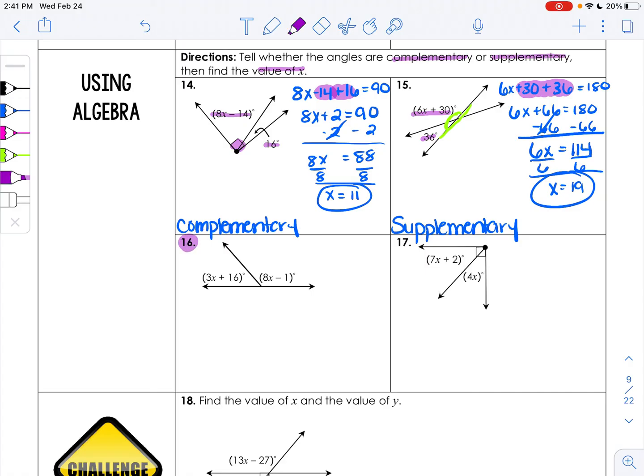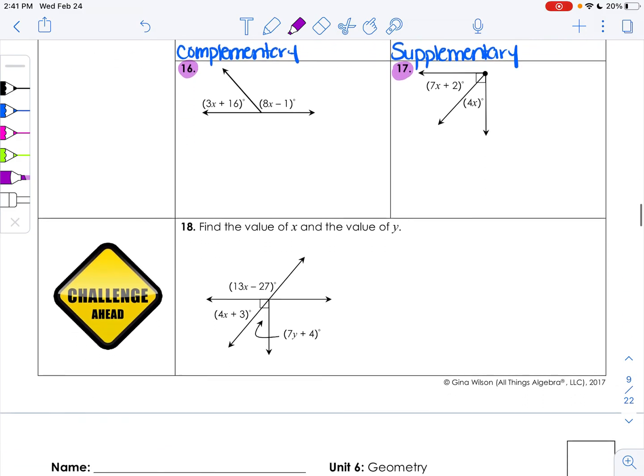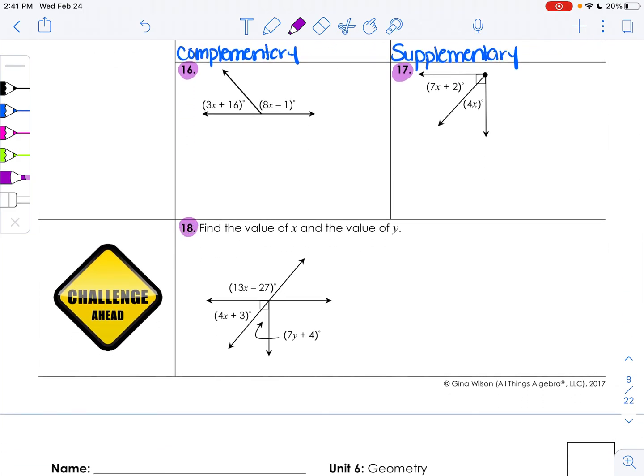Go ahead and highlight 16 and 17. And then highlight number 18. This is going to be a tough problem. You're going to want to use what you know about complementary and supplementary angles in the same problem. When you find your answer, remember you're finding the value of x and the value of y. Be sure to send it to me in Google Classroom through a private message.